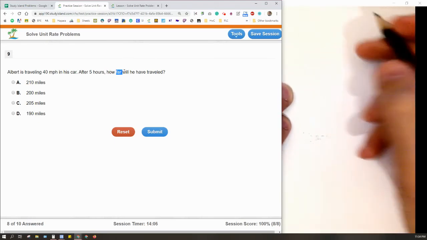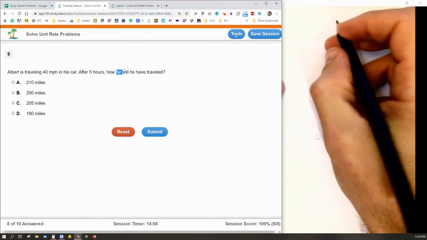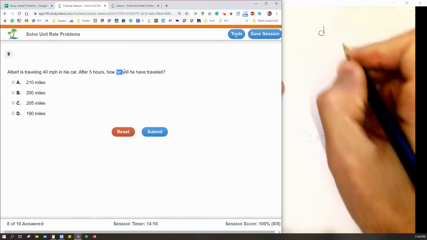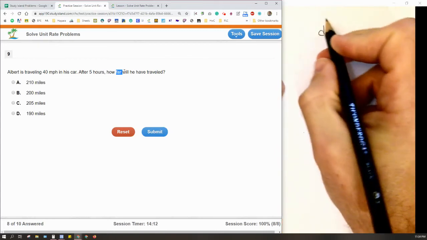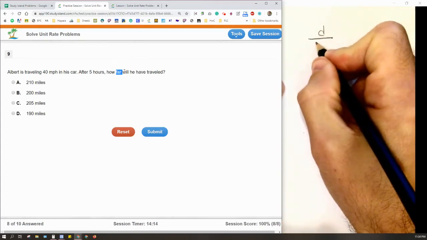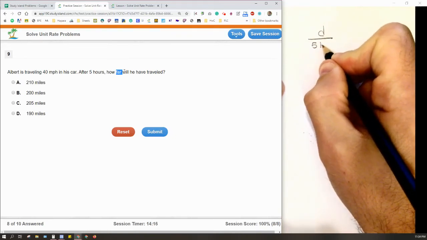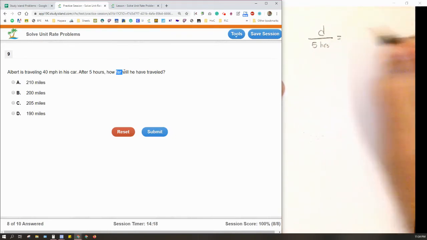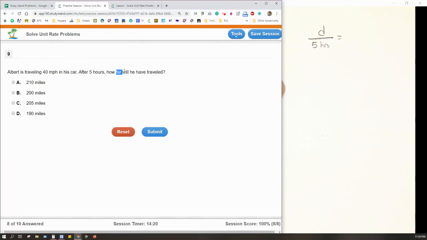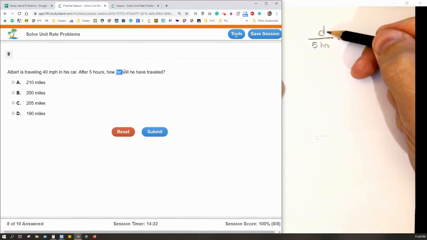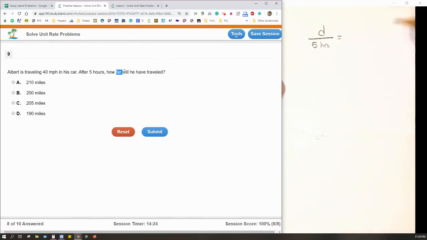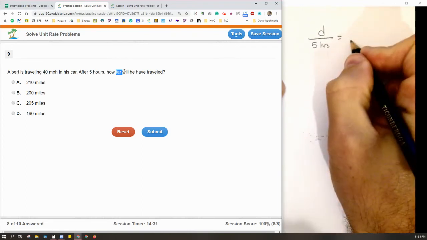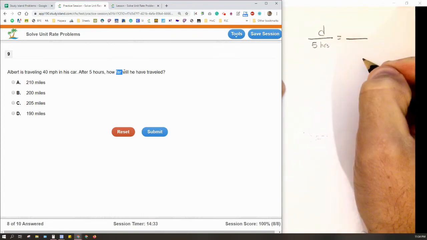That is a distance. So let's go ahead and make my variable for this problem d for distance. D for distance is going to pair up with 5 hours in this problem. So 5 hours. And that has to be equal to my unit rate, which is 40 miles per hour. Now, D is distance, and if I have 40 miles per hour, that's 40 miles paired with 1 hour. So what should the numerator for this be? The miles or the hours?